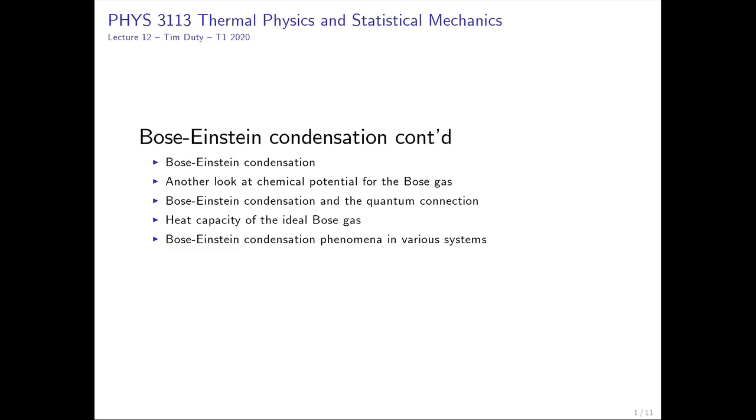Okay, so here we are with lecture 12 of Physics 3113, and today we're going to continue our discussion of Bose-Einstein condensation that we began and covered in lecture 11. So today I'll just go over the results again that we derived in lecture 11 briefly. We'll have another look at the chemical potential for the Bose gas.